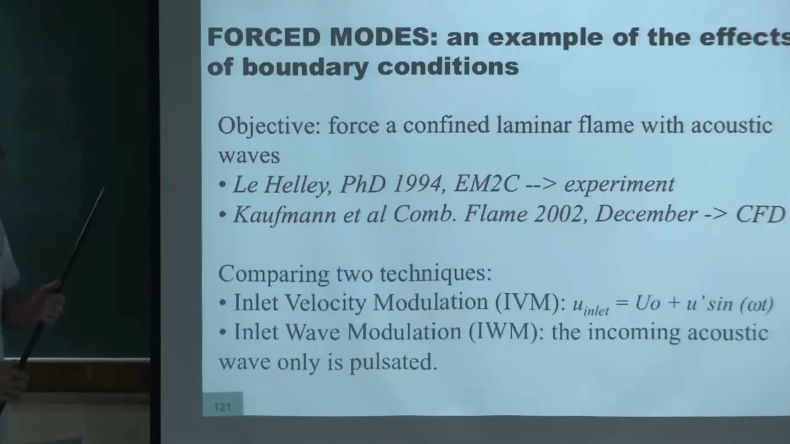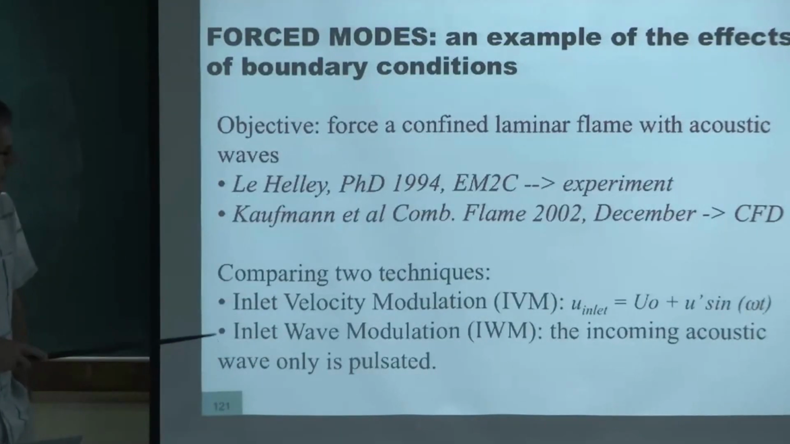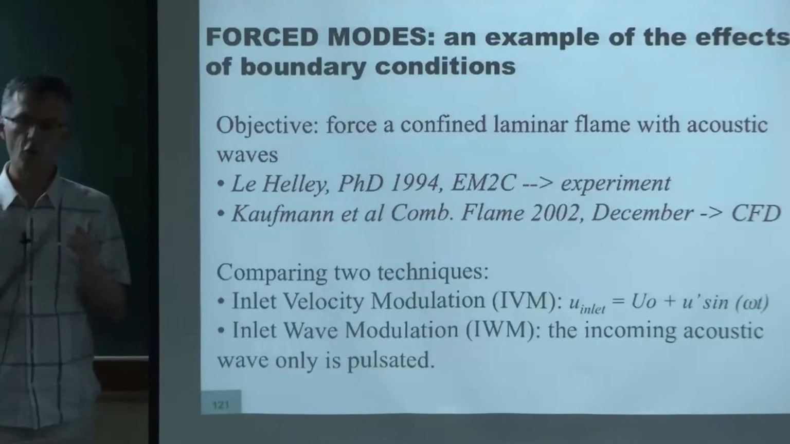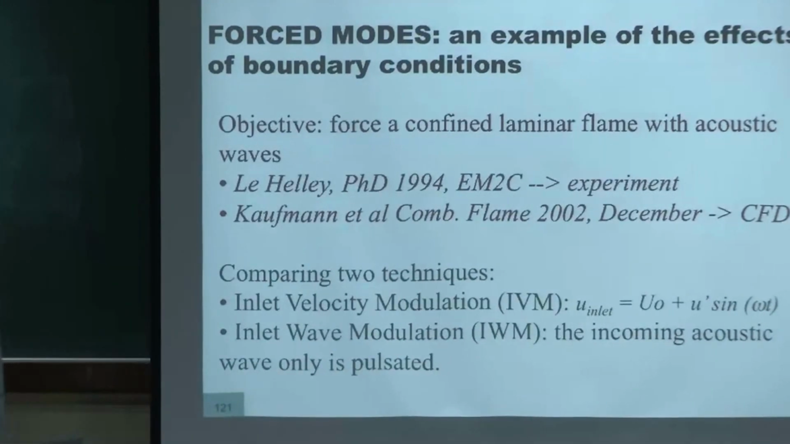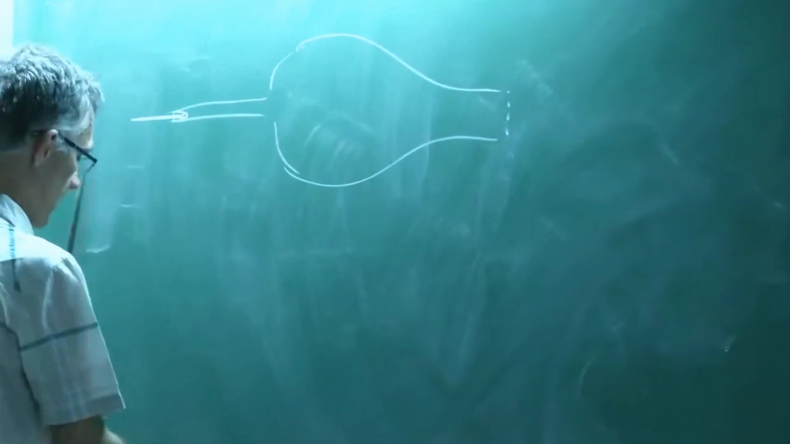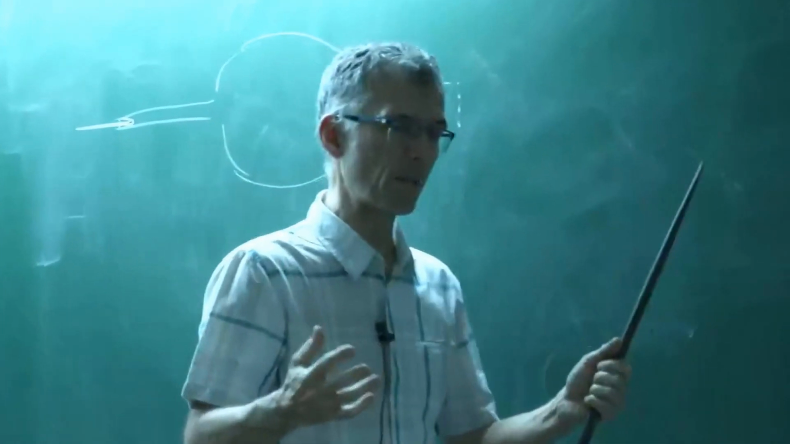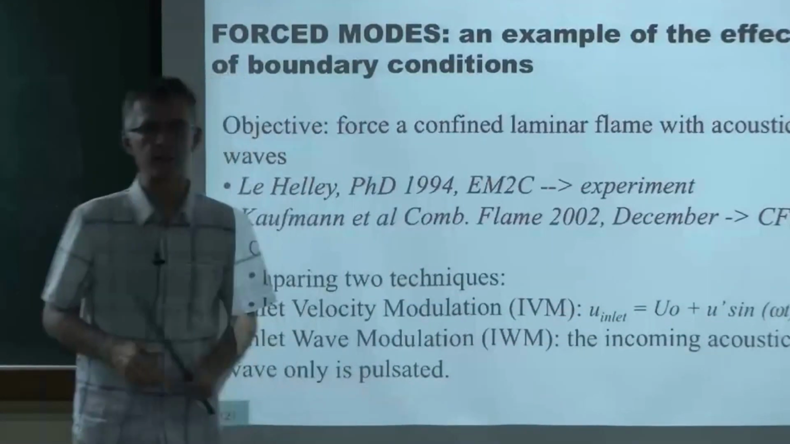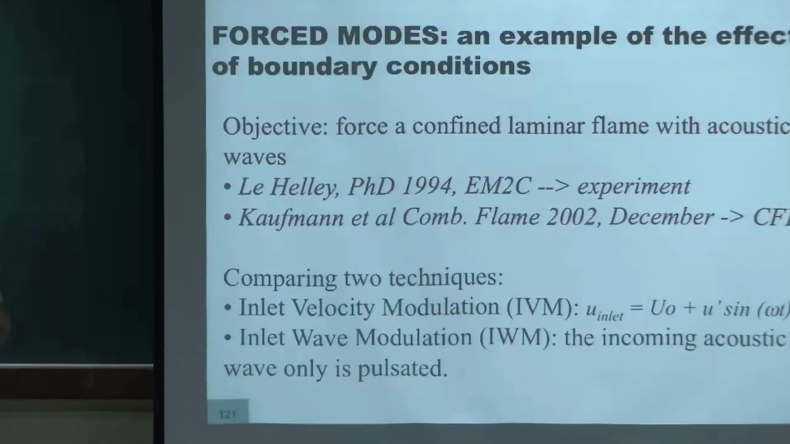So if you just do it without turbulence, for a laminar flame, that's something we did some time ago. And there are two intuitive ways to force an inlet. So suppose I have a boundary condition here, and I want to pulsate this thing. The beginners, or the advanced people, will say, well, that's easy. I just say U equals U plus U prime sine omega t. But that's not a good idea.